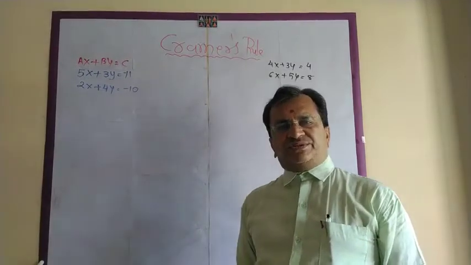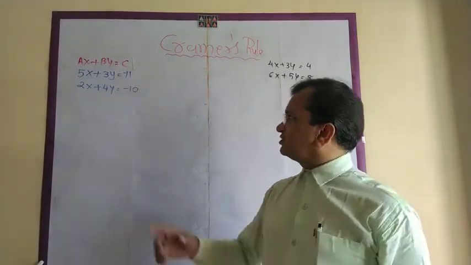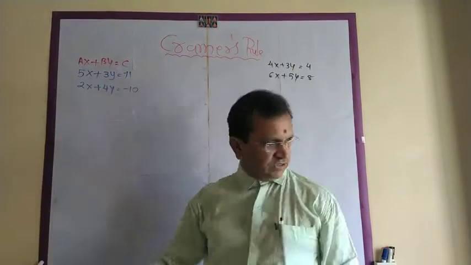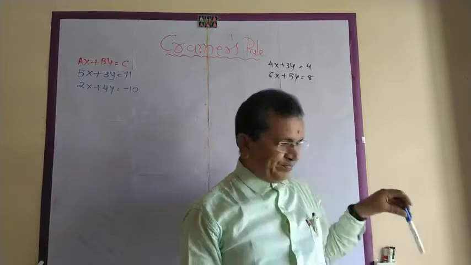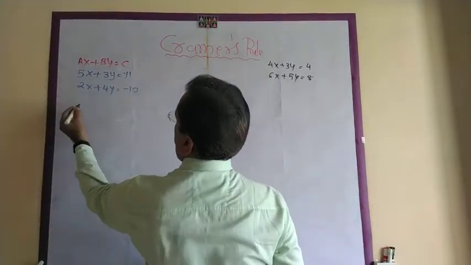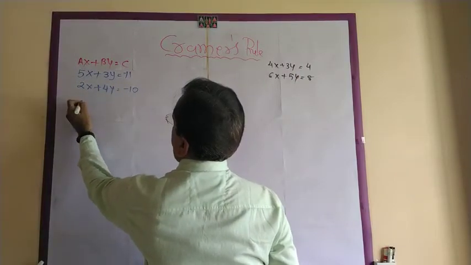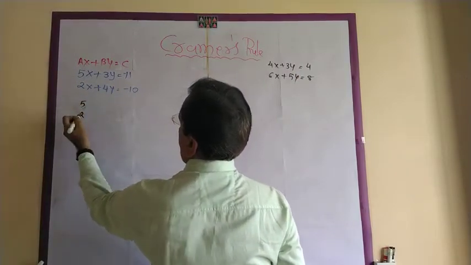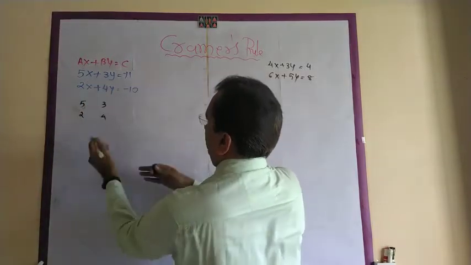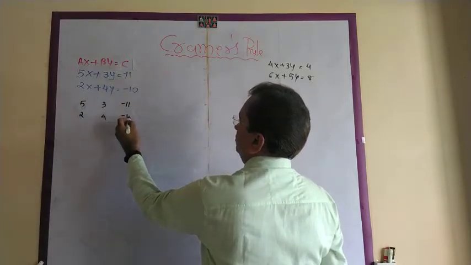First, convert both equations into the form ax + by = c. First step, you have to copy the coefficients: a1, a2, that is 5, 2; b1, b2, that is 3; just copy minus 11, minus 10.